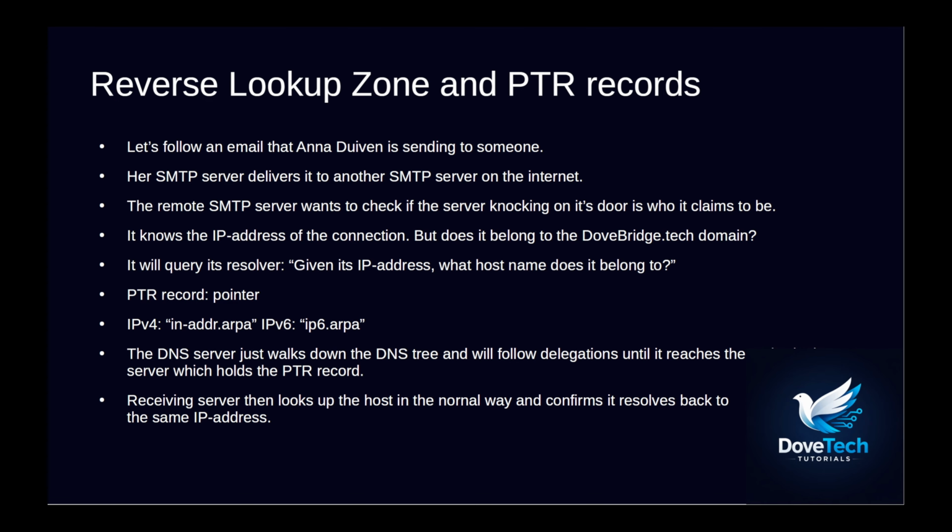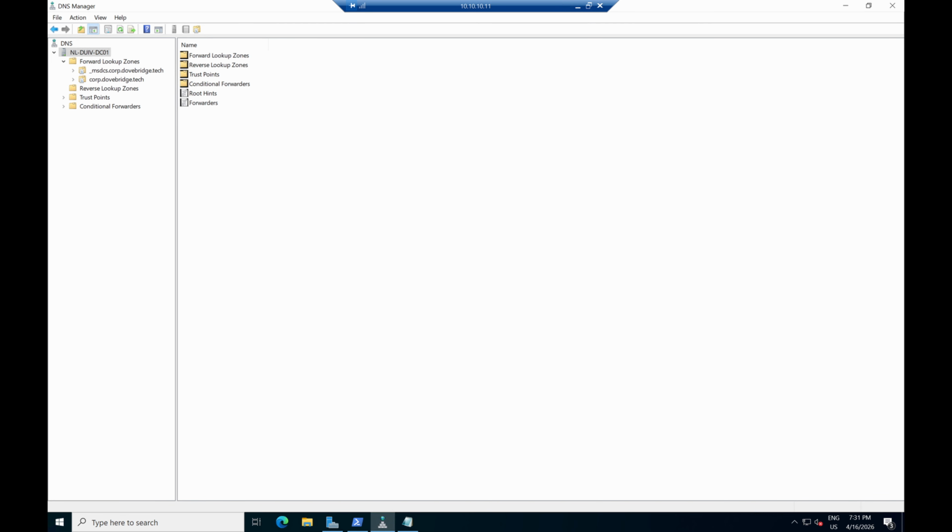Anna's email goes through. A spammer trying the same thing has no matching PTR record or one that does not check out. The connection is rejected. No PTR record, no trust. The same principle applies internally. When diagnostic tools, health checks, and monitoring systems perform reverse lookups on our domain controllers, they expect PTR records to exist and match. Without them, checks fail and logs fill with raw IP addresses instead of readable hostnames.